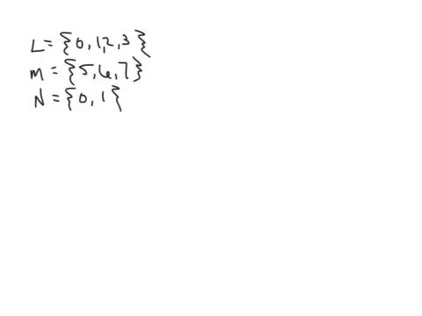Alright, this is example 56.4. Let's see if these are true. Is 6 an element of L? No. Is 0 an element of N? Yes. Okay, so that's it. Alright, let's go and look at rearranging before graphing.